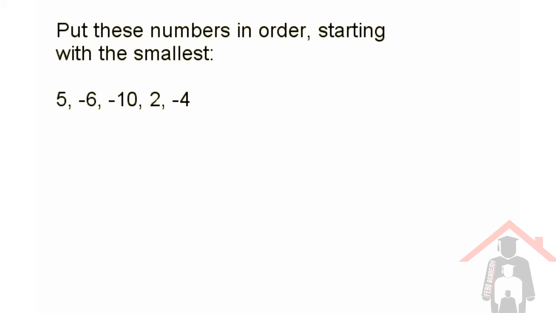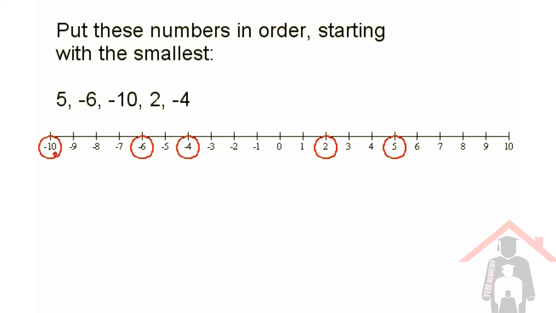When you have a question that involves negatives, the best thing to do is to think of a number line. Here I've circled my numbers on my number line and we can now see what order they need to be in. -10, then -6, -4, 2 and then 5.